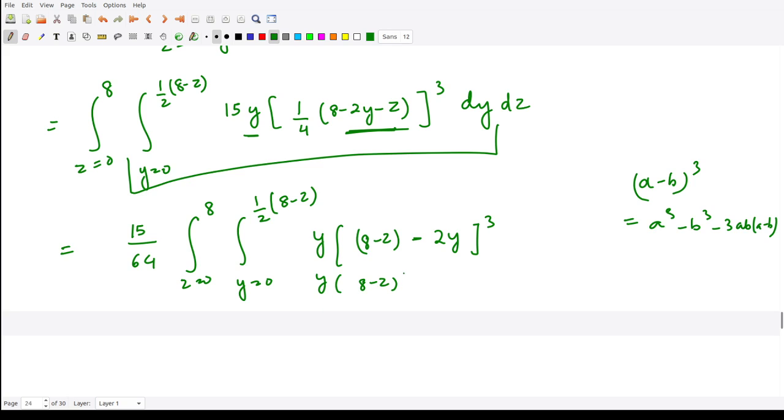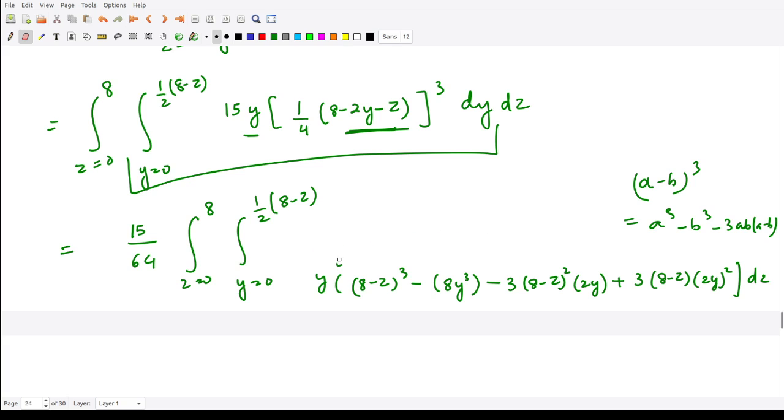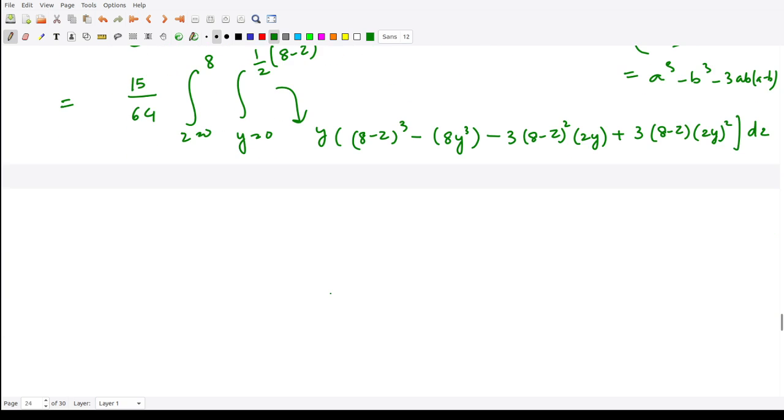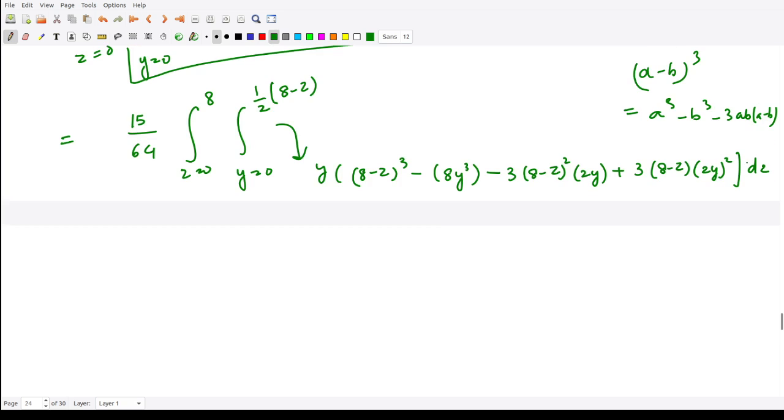So it would be 8 minus z cube, and then minus of 2y cube, so that is 8y cube, and then minus of 3a square, that means (8 minus z) square into b, that means 2y, right? And we have plus 3ab square. So you have this quantity. So I can write this to be this. And so we are to perform this integration with respect to y and with respect to z.